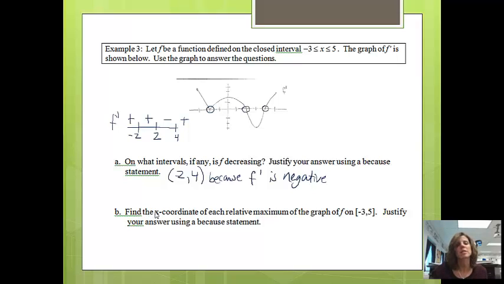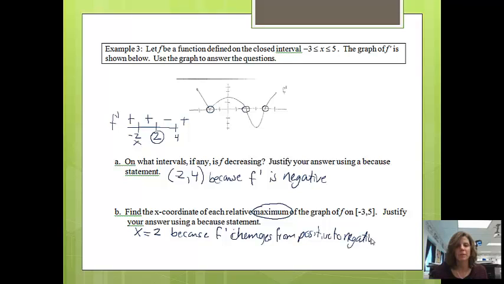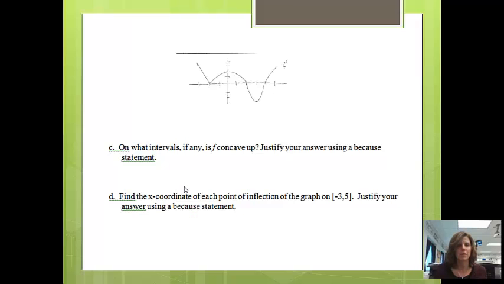Okay, the next part says to find the x-coordinates of each relative maximum. We know that a relative maximum occurs when f prime changes from positive to negative. This one changes from positive to positive, nope. This one changes from positive to negative, so this definitely works. And this one changes from negative to positive, so that one's actually a minimum. So I would say x equals 2 is a relative maximum, and then it says to justify my answer using a because statement. This is simply because f prime changes from positive to negative. Okay, so if you can get that chart, you're home free, because you'll be able to answer the question very easily.